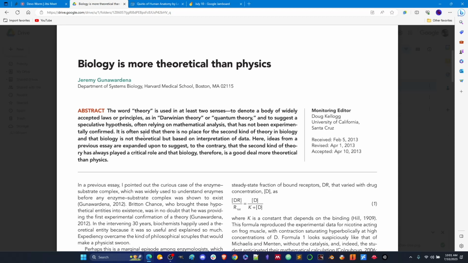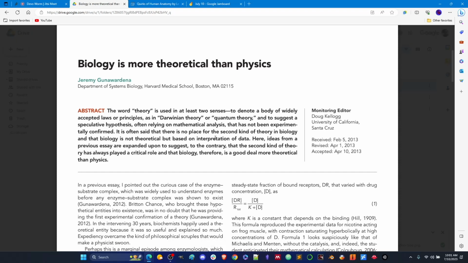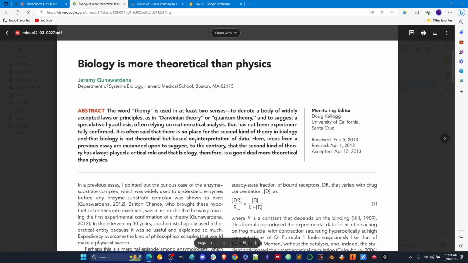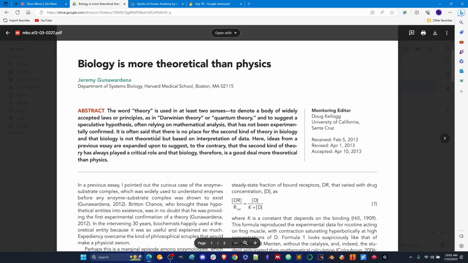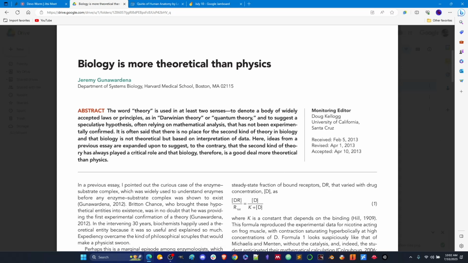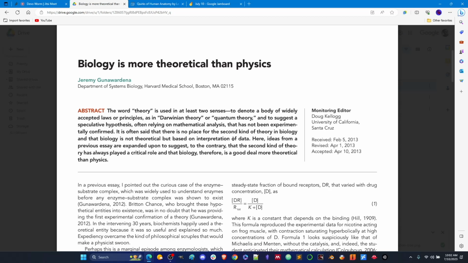There are probably more. It is often said that there is no place for the second kind of theory in biology, and that biology is not theoretical but based on interpretation of data. So this is where often people will go and get lots of data but have no framework, or they may have a framework for it in accepted laws or principles, but they don't really have a lot of room for building speculative hypotheses that go beyond data mining and that sort of thing. So that's something that maybe is sort of the way that the field works.